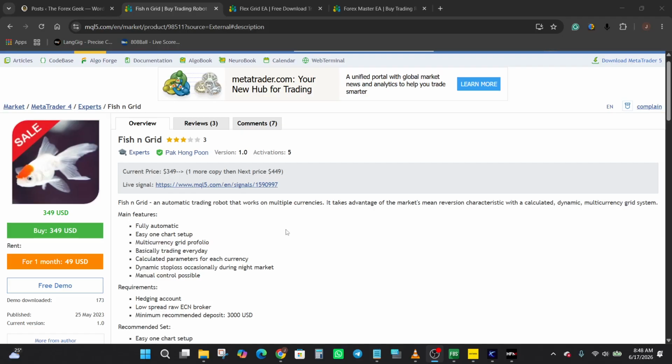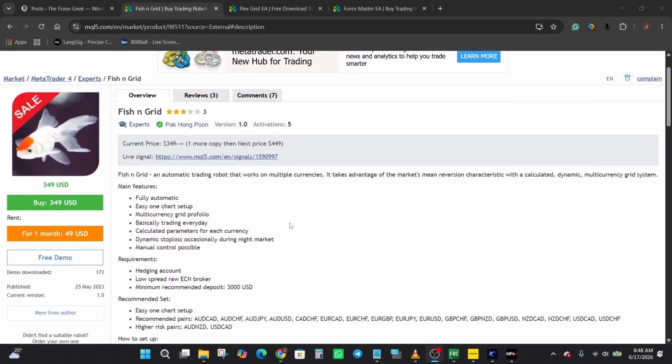So starting with the Marketplace page, Fish and Greed is developed by Park Hong Poon and is currently listed at 349 US dollars with a 1 month rental option available for 49 US dollars. The current version is 1.0 and includes 5 activations. According to the description, this is a fully automated MT4 trading robot designed to trade multiple currency pairs.